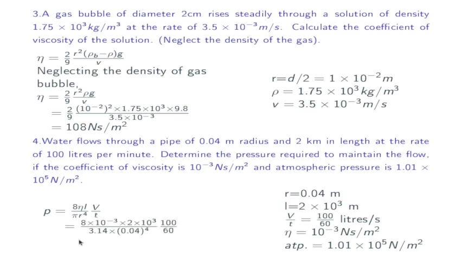So therefore 8 into eta is 10^-3 into L is 2 × 10^3 by pi is 3.14 into 0.04 all raised to 4. V by T is 100 by 60. So that gives 3.317 × 10^6 Newton per meter square. This is the pressure. If you divide it with 1 atmospheric pressure, you can calculate the pressure in atmospheres. Anyway, the pressure is 3.317 × 10^6 Newton per meter square, or the Pascal.